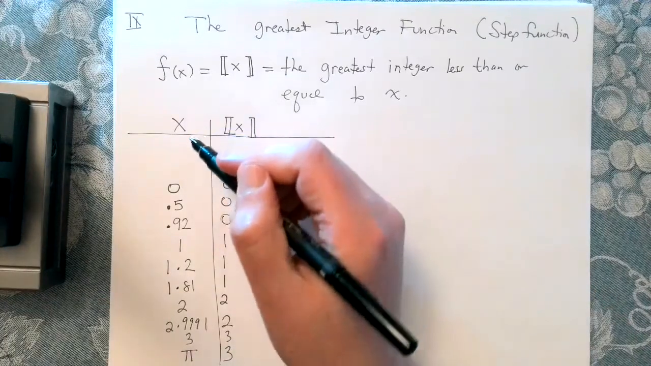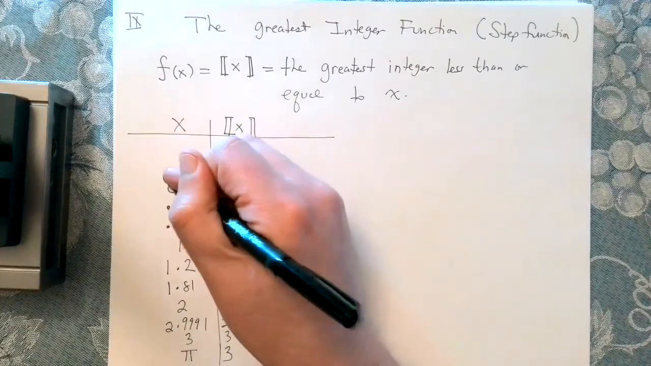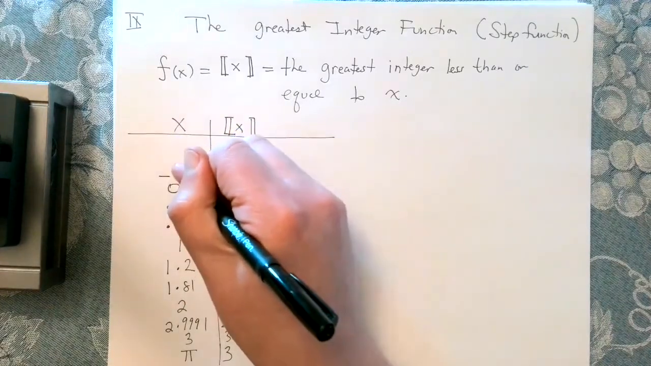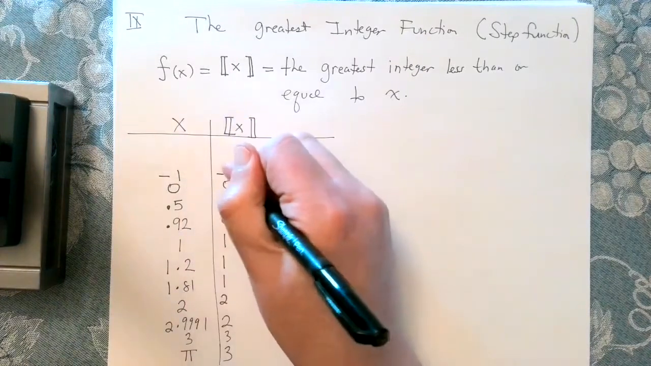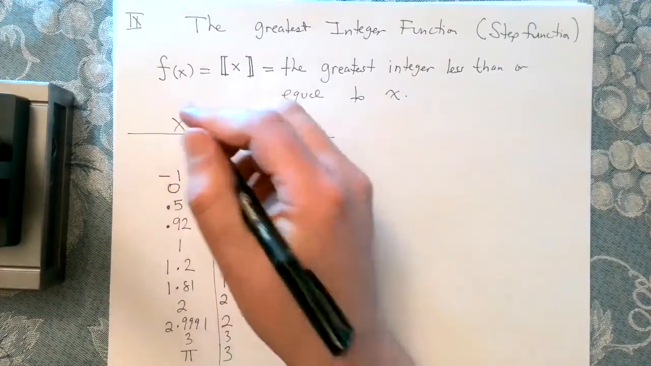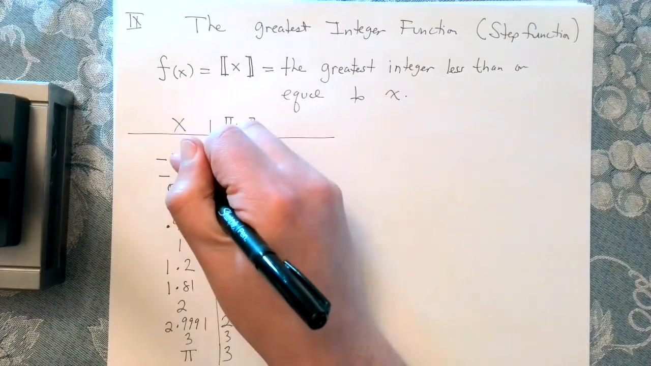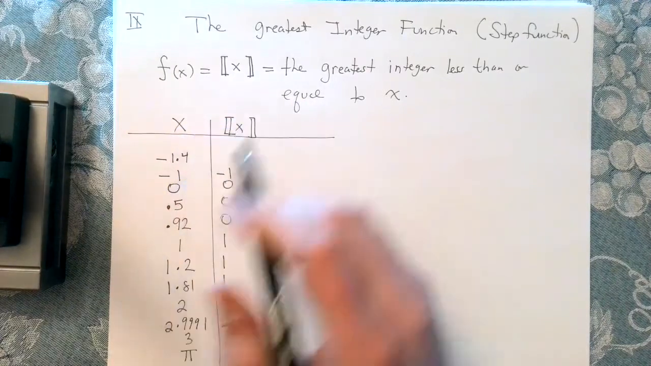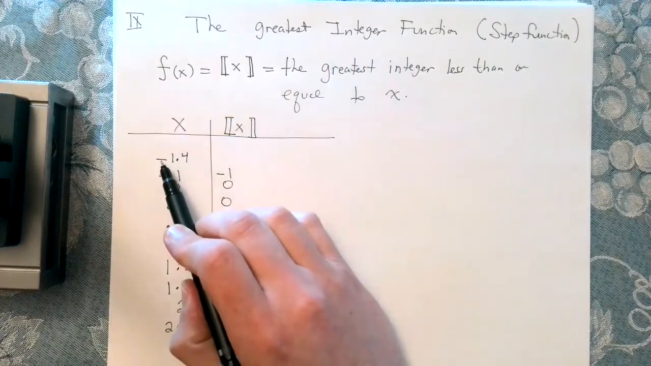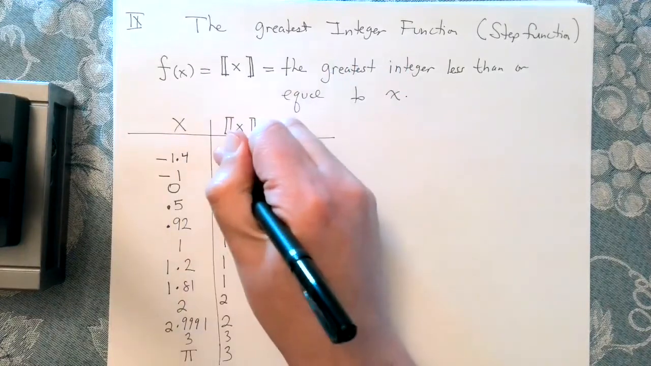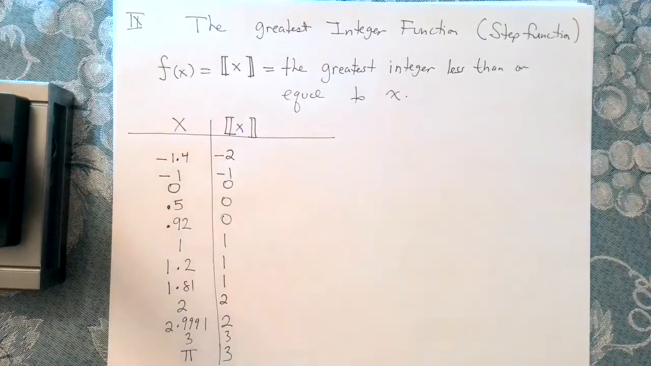Let's try some negatives now. Well, again, if I input an integer, it outputs the same integer. But let's suppose I input negative 1.4. What's the greatest integer that's less than negative 1.4? Negative 2. You see that?